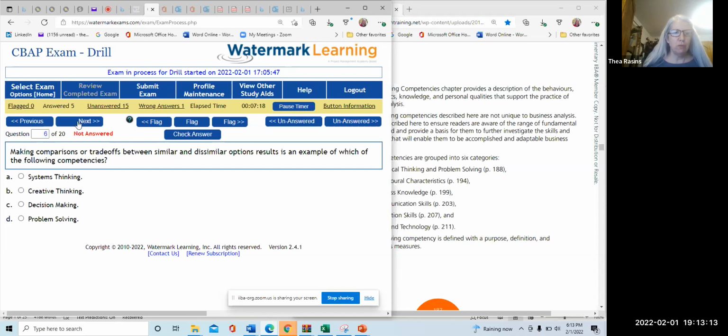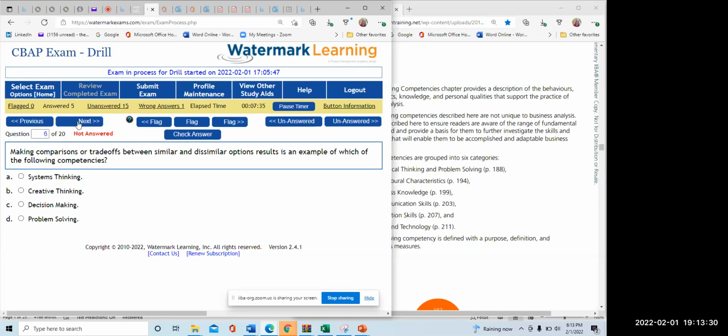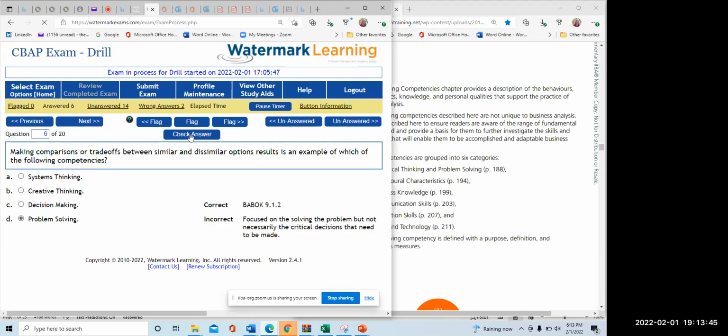Making comparisons or trade-offs between similar and dissimilar options results is an example of which of the following competencies: systems thinking, creative thinking, decision-making, or problem solving? Maybe not decision making, but trade-offs. Yeah, I think problem solving. Okay, let's try it. The correct answer is decision-making.